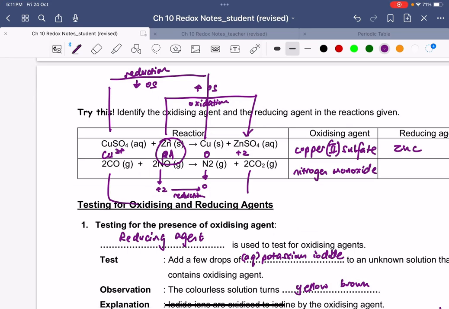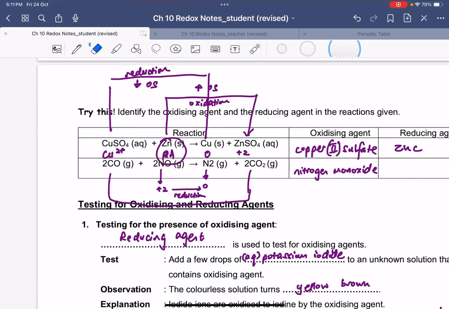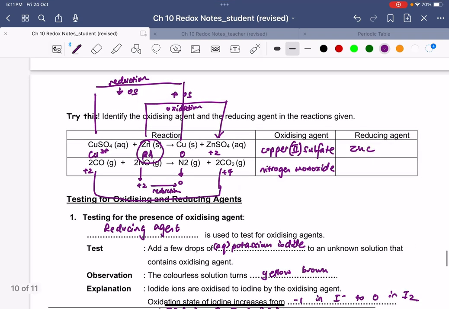Carbon monoxide to carbon dioxide, carbon is a +2 and this one is a +4. This is an increase. So it is an increase in oxidation state, so the reducing agent is carbon monoxide.